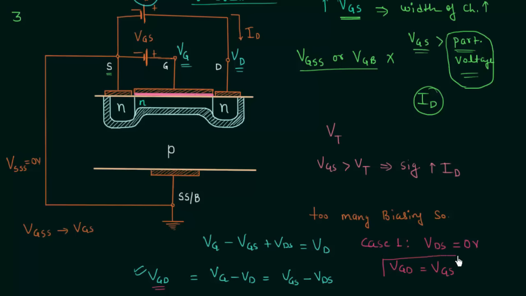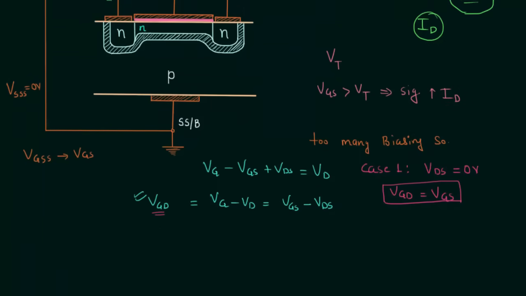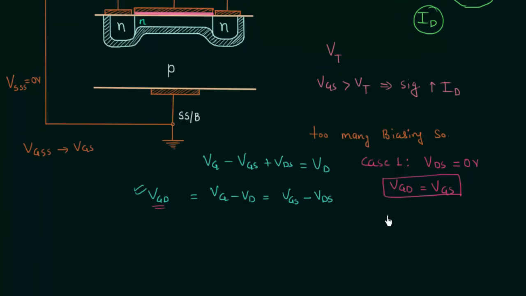Now let's try to understand what will be the effect on the depletion region in this scenario. VGD is the potential difference between gate and drain. VGS is the potential difference between gate and source, and they are same. This means we are applying the same potential difference in this region as well as in this region. So the width of depletion region will be uniform. This implies uniform depletion region.